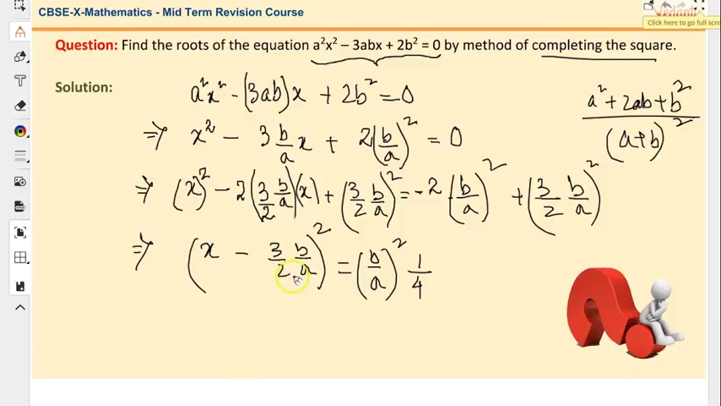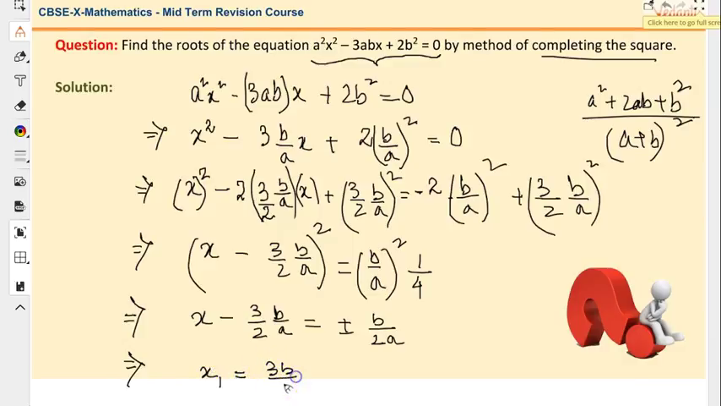So now how to solve this? Now I will take the square root of both sides. So here I will get x minus 3 by 2 b by a is equal to plus minus b by twice a. Right? So now if you see, I get two solutions. One is x1 will be 3b by twice a plus b by twice a, and the other one, x2, will be 3b by twice a minus b by twice a. Now you can further simplify it and you will get the solutions.